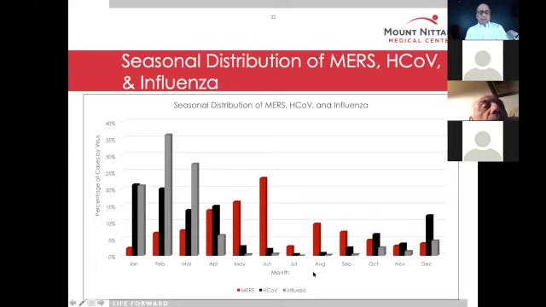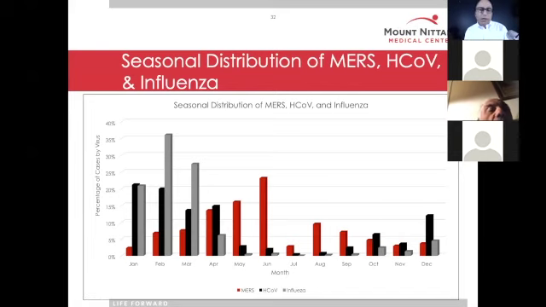This is an important slide. When you go through the seasonal distribution, this is where a lot of the conjecture comes from, with some people predicting, oh, as soon as it warms up, it'll go away. This is where that speculation is coming from. No one knows, because it's an ongoing epidemic. What this shows is the seasonal distribution of MERS, HCoV, and influenza. The gray, as most of you know, is influenza, which typically peaks in the winter months and begins to go away about mid-April-ish, it's pretty much gone.